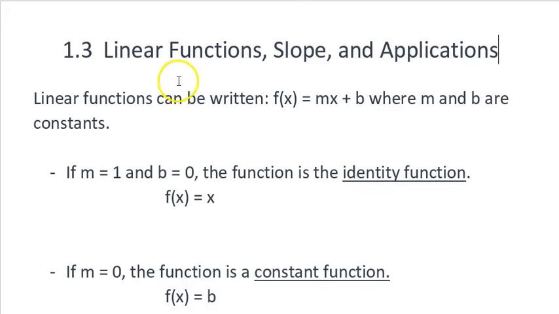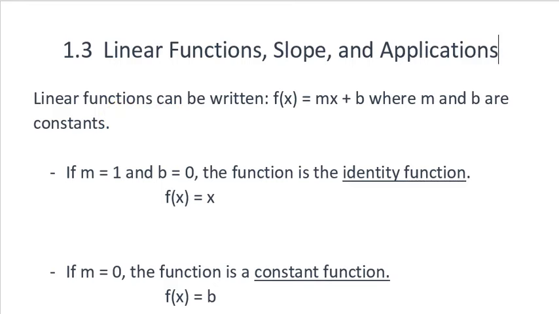Okay, this lesson is 1.3, Linear Functions, Slope, and Applications. Most of you are pretty familiar with lines. Our definition just says that linear functions can be written in the form f(x) = mx + b. Most of y'all think of y = mx + b, but we're using function notation. m and b are constants, meaning they're numbers.